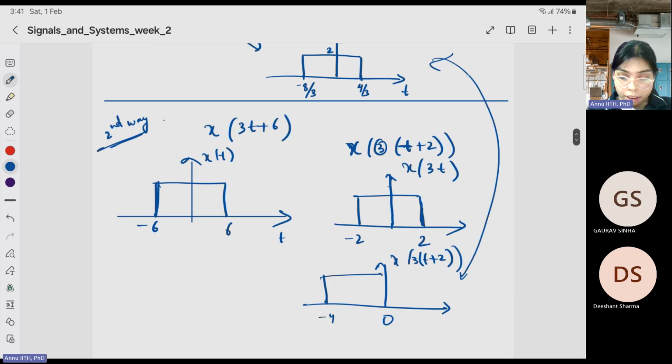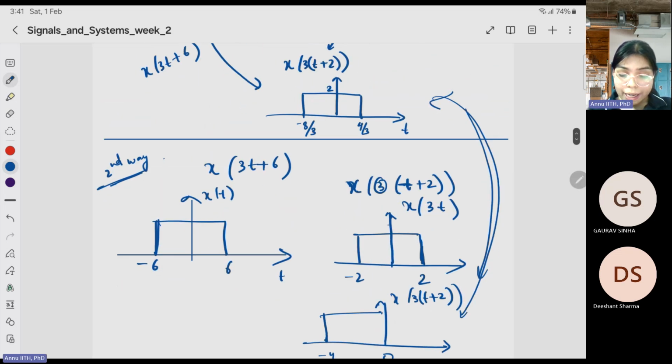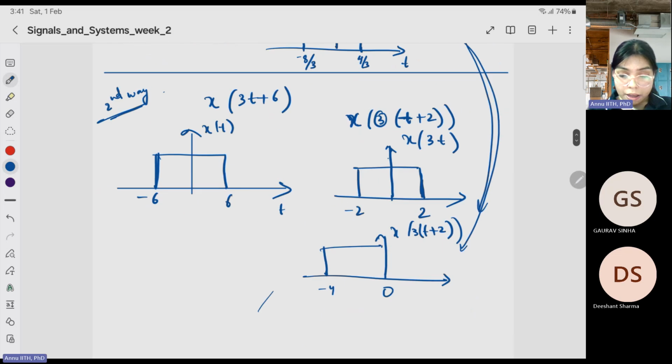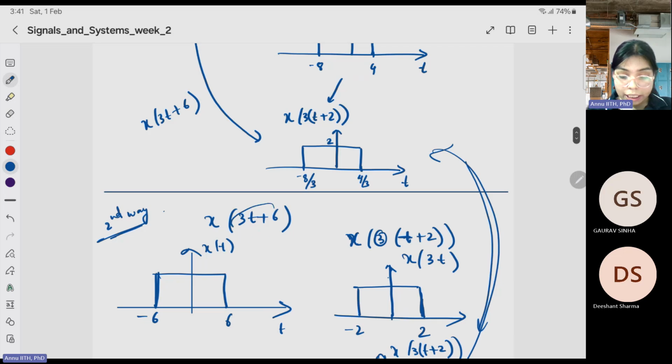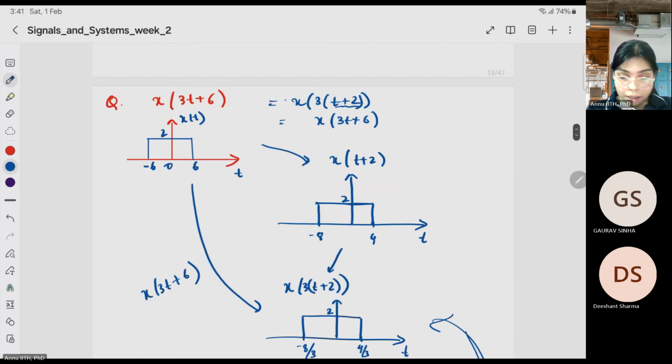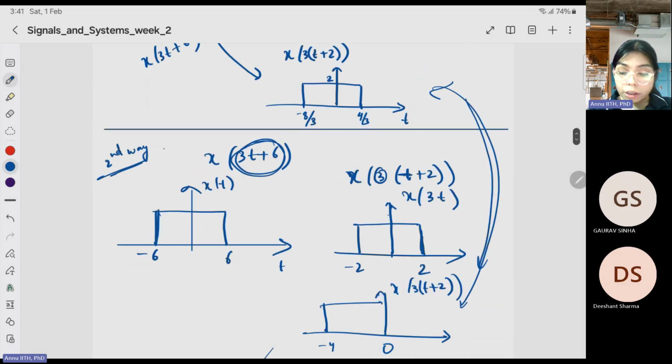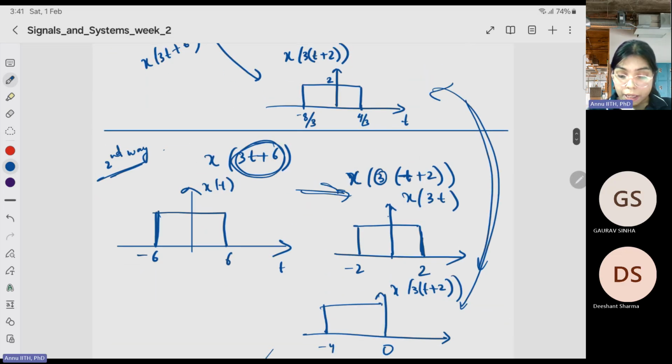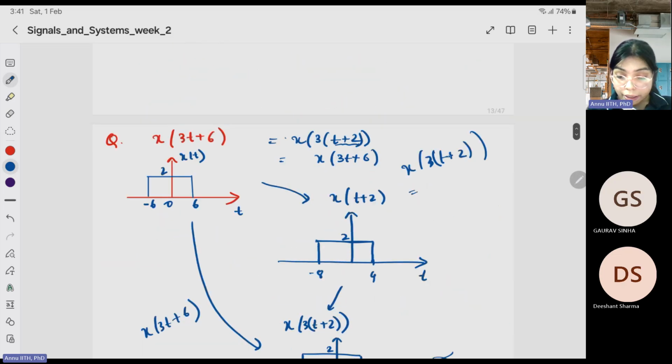Okay, we'll get back to this. But yeah, this is the way. You can either go this way or this way, but you have to make sure that this is not changing the expression here. So x(3t + 2), suppose, is this one. So you cannot do it this way because you are first compressing it. First, you need to make sure of this way.